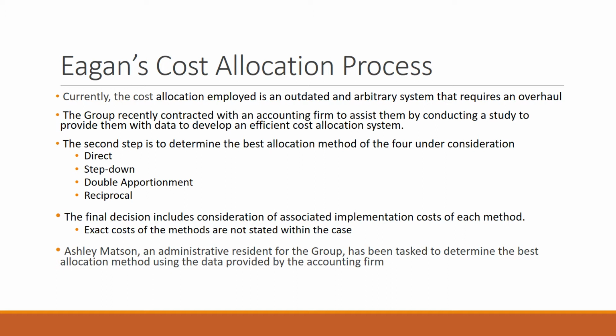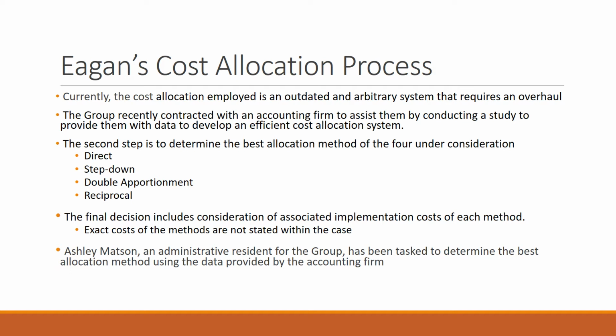Eagan's cost allocation process. Currently, the cost allocation employed is an outdated and arbitrary system that requires an overhaul. The group recently contracted with an accounting firm to assist them by conducting a study to provide them with data to develop an efficient cost allocation system.